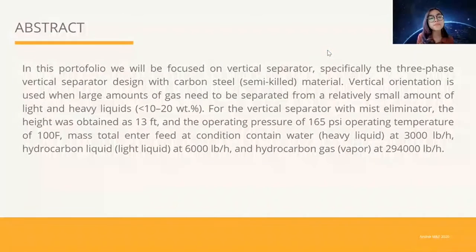Abstract. In this portfolio, we will focus on the vertical separator, specifically a 3-phase vertical separator design with carbon steel material. For the vertical separator with mist eliminator that we used, the height was obtained at 13 feet, with an operating pressure of 165 psi and operating temperature of 100 degrees Fahrenheit, and also the mass and energy balance at the condition containing water, hydrocarbon liquid, and hydrocarbon gas, stated in the PowerPoint.